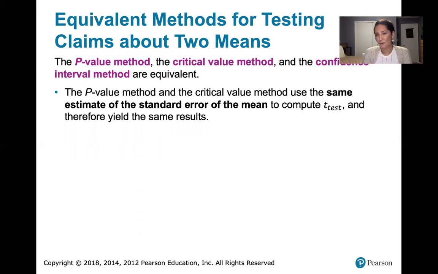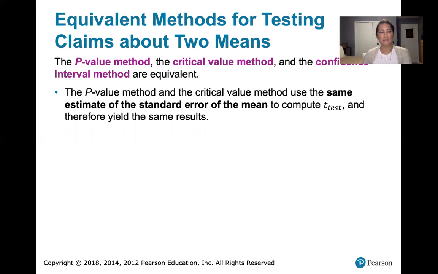We're using the same formula for our test statistic. Just in the p-value method, we're comparing areas. With the critical value method, we're comparing values on that horizontal axis, but we're going to end up with the same results. Now, when I say the same results, what I'm saying is all three of these methods, the p-value method, the critical value method, and the confidence interval method, all of them are going to say the same thing at the same time.